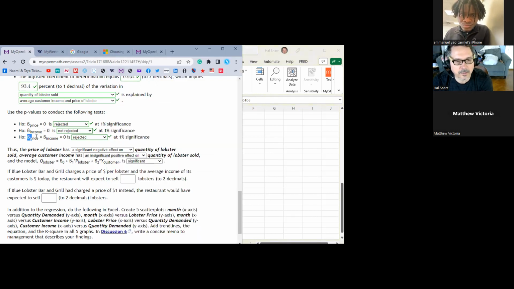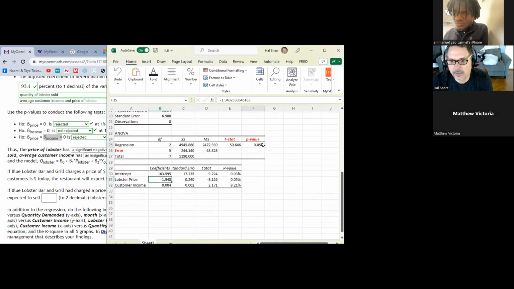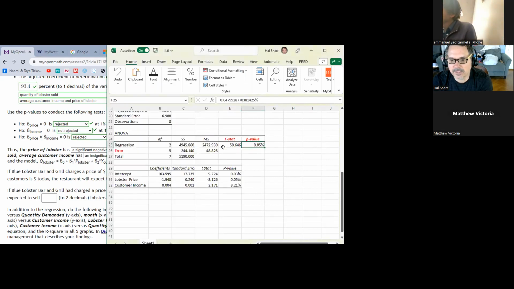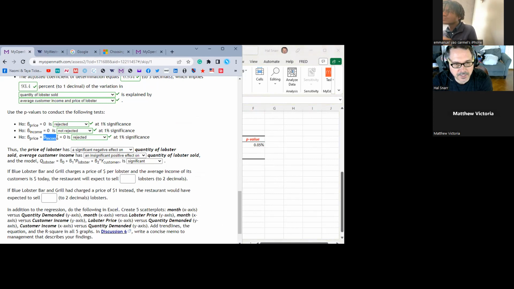Now this one's the model hypothesis, where we're testing that the price coefficient is equal to 0 and the income coefficient is equal to 0, right? We rejected that because the F statistic p-value is tiny. In percentages, it's 0.05% in my model. My significance level is 1%. So the F statistic is massive, which means the collective differences between these coefficients and 0 are significant.